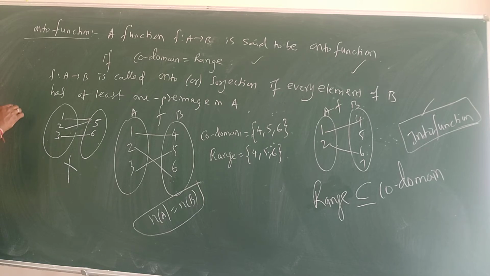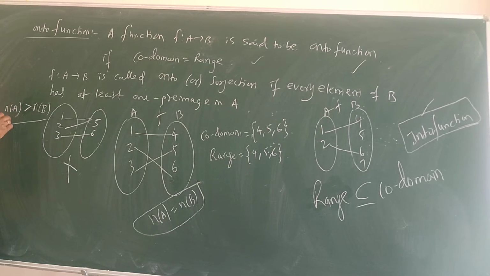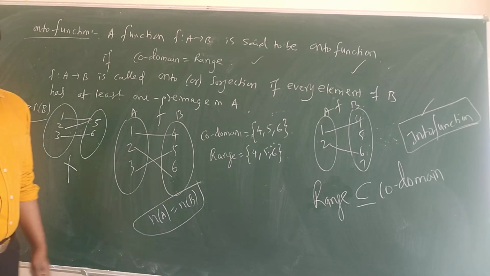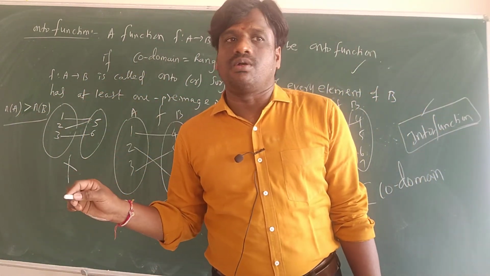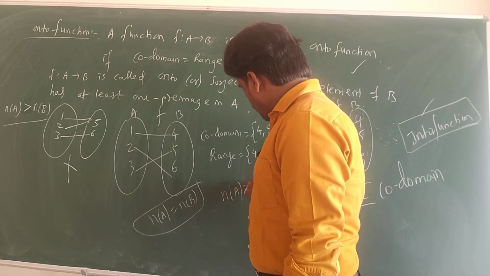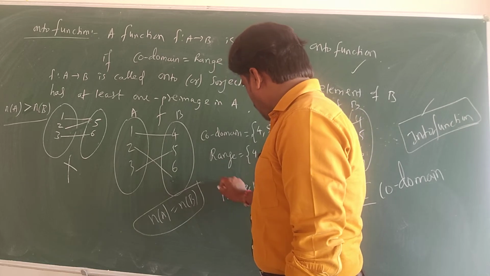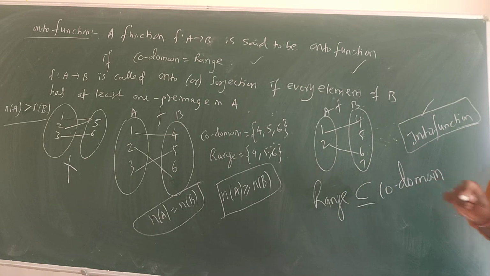Now number of A, what happened here? Number of A is greater than number of B. This case is number of A greater than number of B. This case is number of A equal to number of B. So onto functions happen if number of A is greater than or equal to number of B. If number of A is greater than or equal to number of B, an onto function is possible. If number of A is less than number of B, then it is not possible, no?